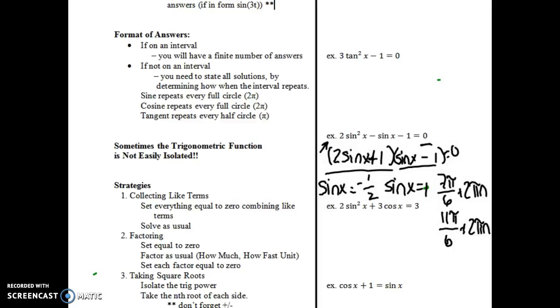Now the sine of x is 1, positive 1, at pi halves. That repeats, remember that's at the very top of our circle, and that repeats also every 2 pi n. And there are my answers.